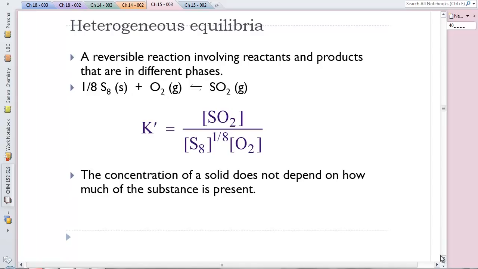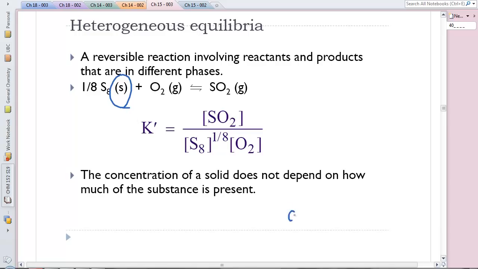All right, a couple more things before we crank out some calculations. So far, we've only talked about gases, and those certainly show up in the expression. All right, but what about solids and liquids? Okay, so solids and liquids are a little bit different. The concentration of a solid does not depend on how much is present. So think about that for a second.